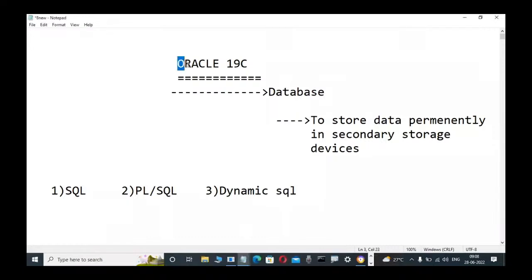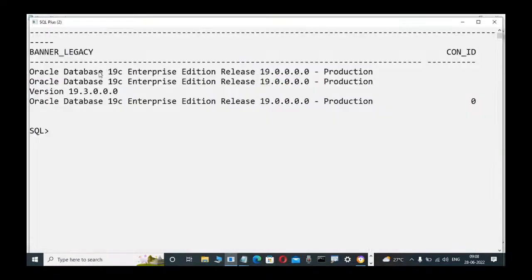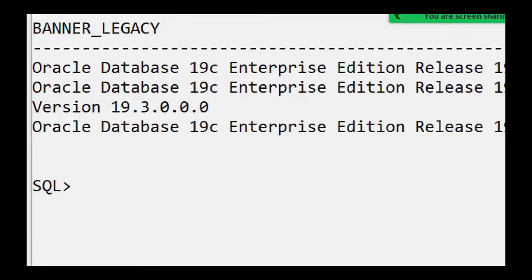Oracle is a product from Oracle Corporation. 19C is a version number. C means cloud technology. What type of software is this? It is database software. Newcomers observe here: Oracle is database software.